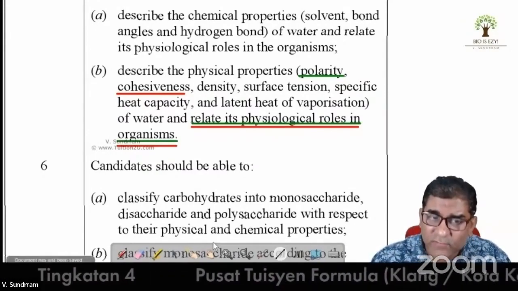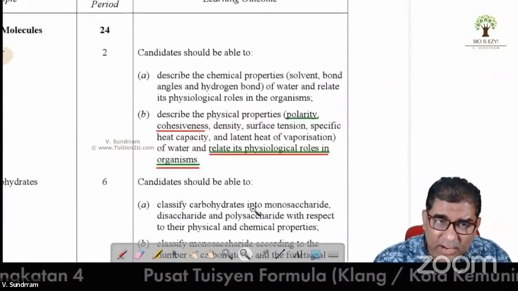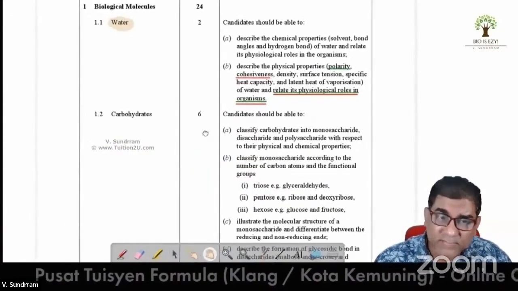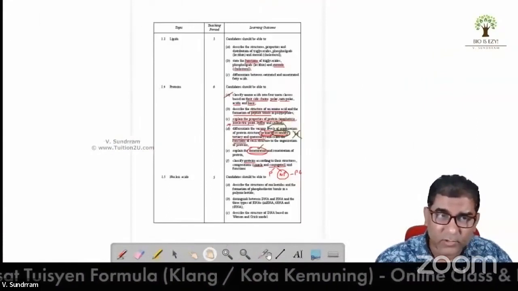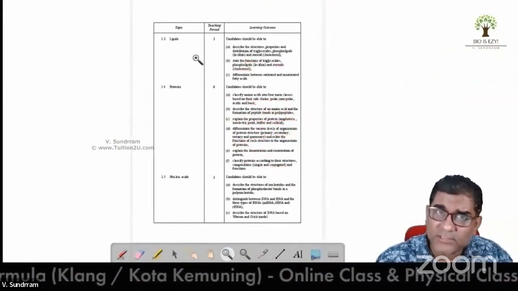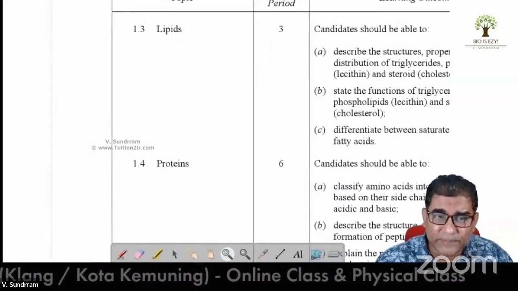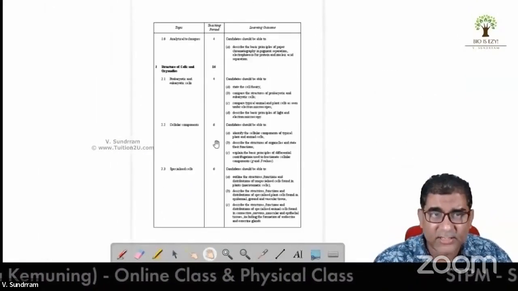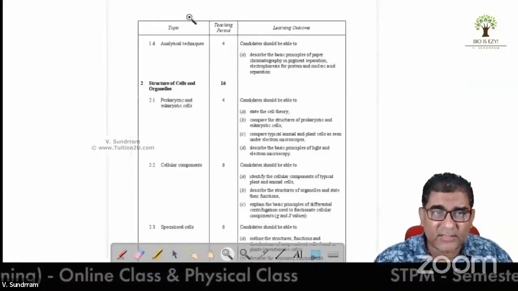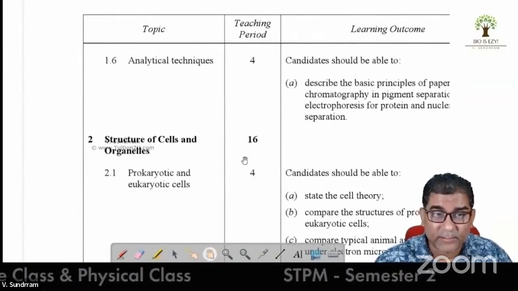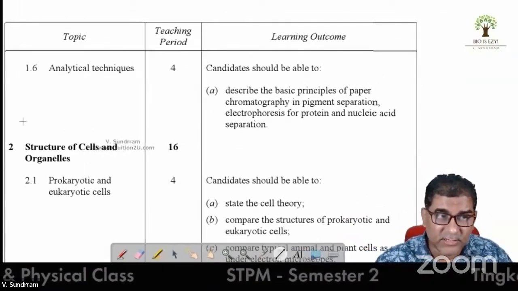Because a lot of information, you see chapter 1, you need to know about water, carbohydrate. If you go to the next page, we have lipid, protein. All of this you learn in Form 4, Chapter 4. Lipid, protein, nucleic acid, DNA, RNA. Then we continue with analytical techniques. So that's only Chapter 1. So until here is Chapter 1.